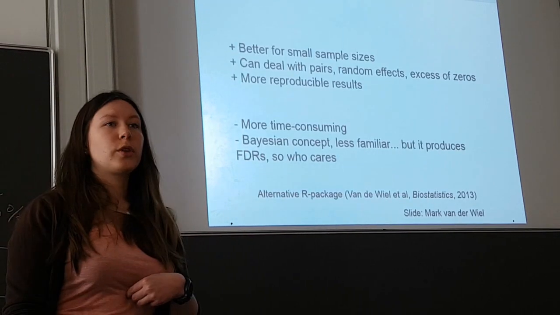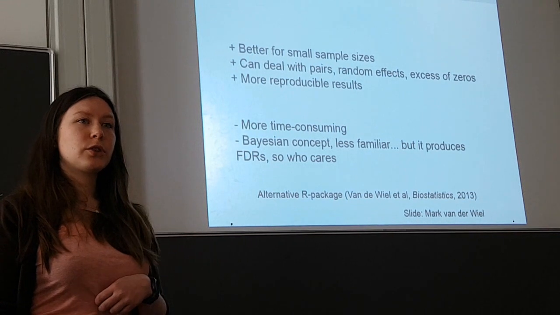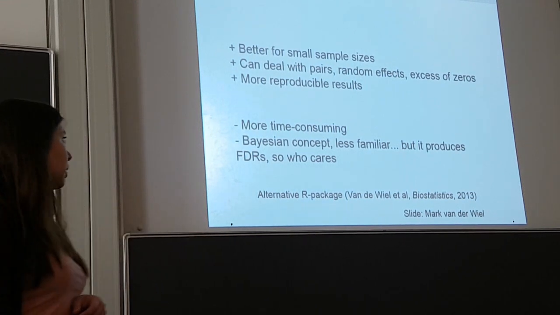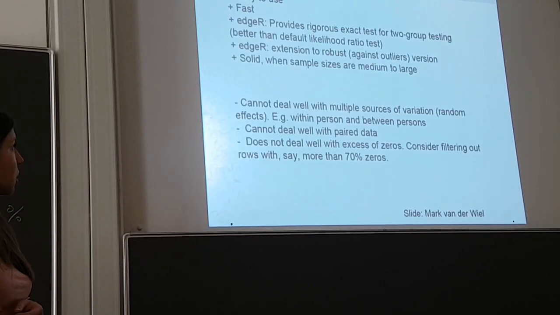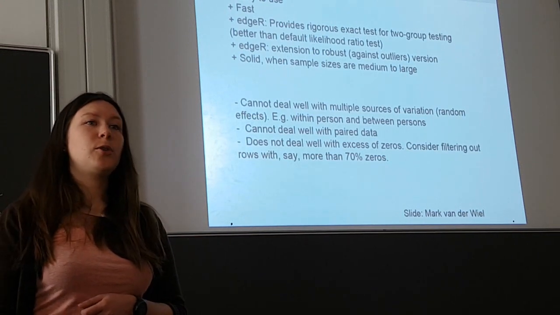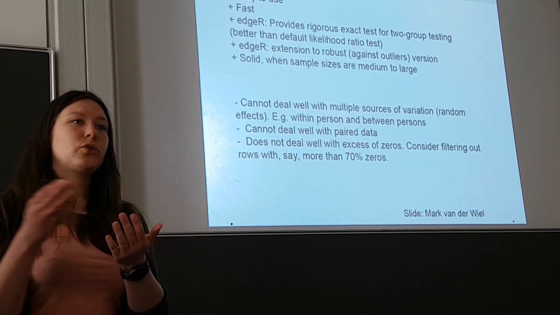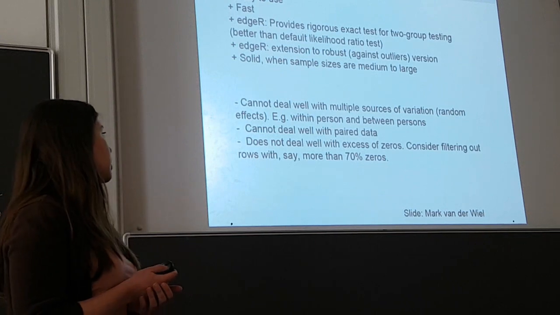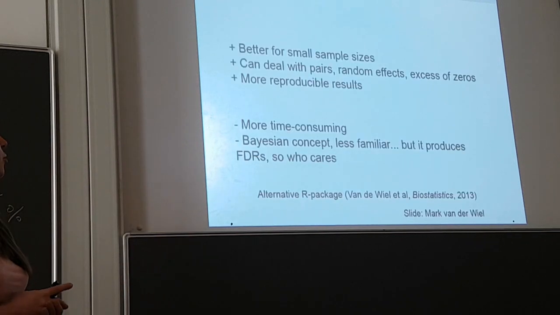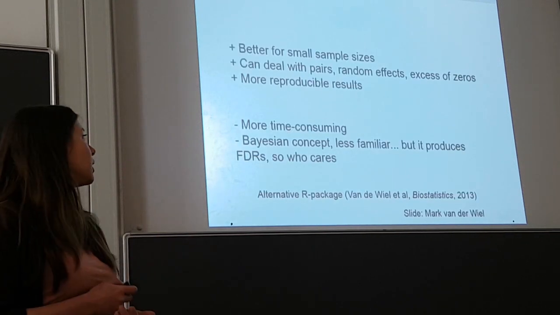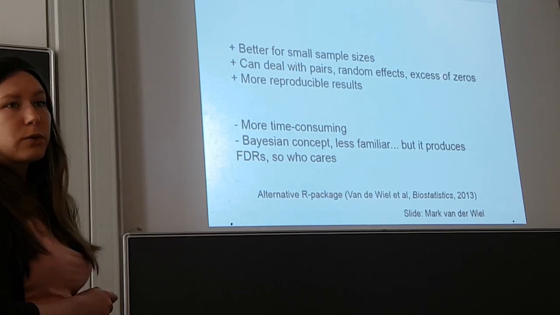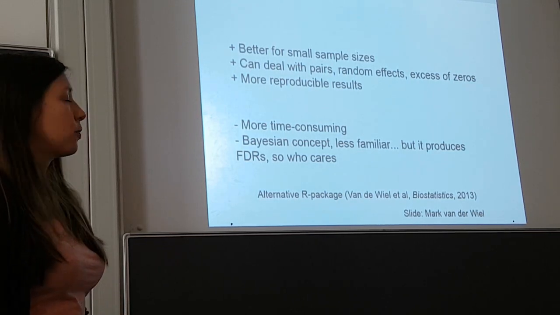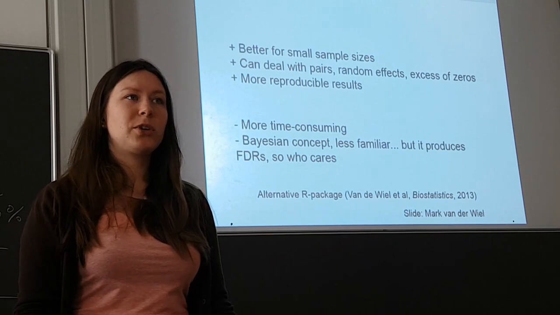But we also have shrinkBayes, which is based on Bayesian statistics, and it's better for small sample sizes because DESeq and edgeR are applied typically for medium to large sample sizes. And shrinkBayes also handles small sample sizes well, and it can deal with paired treats, random effects, and excess of zeros. So a perfect software piece, right?